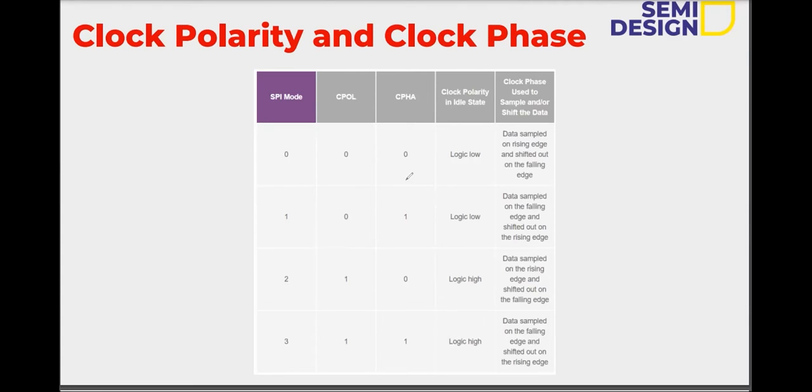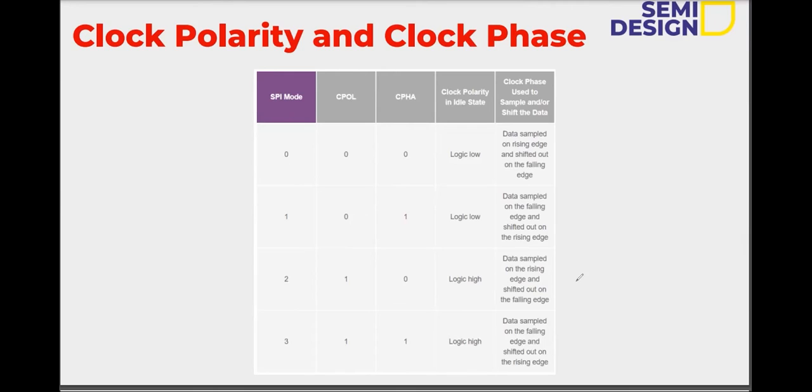These are the main signals: CPOL and CPHA. CPOL means clock polarity, CPHA means clock phase. SPI has 4 modes, 0 to 3. Based on these 4 modes, we sample the data and shift the data. Also by using these 4 modes, we write the program.